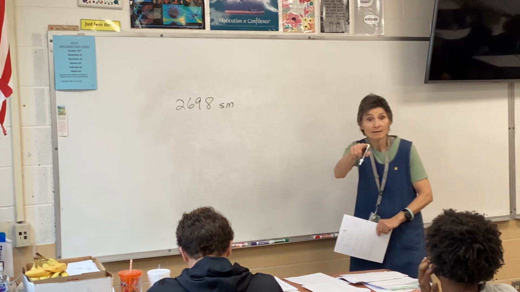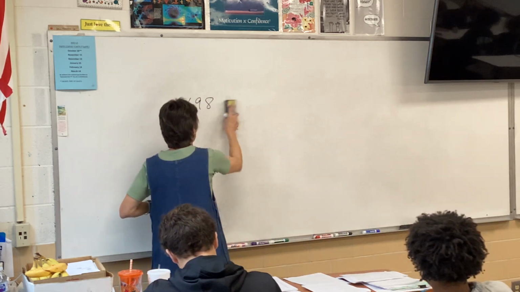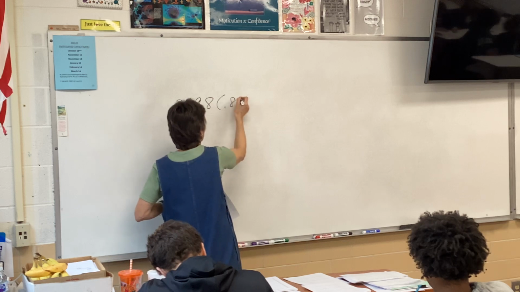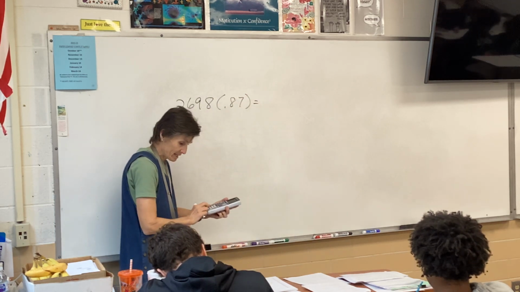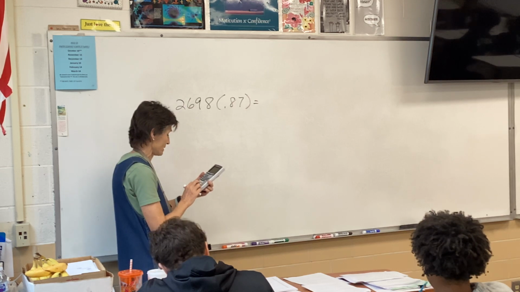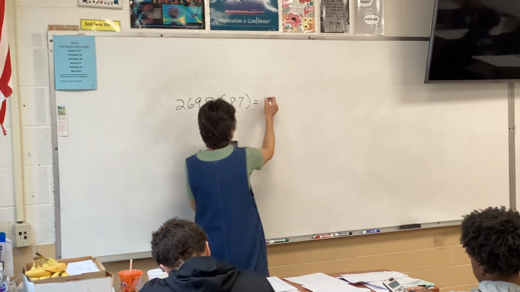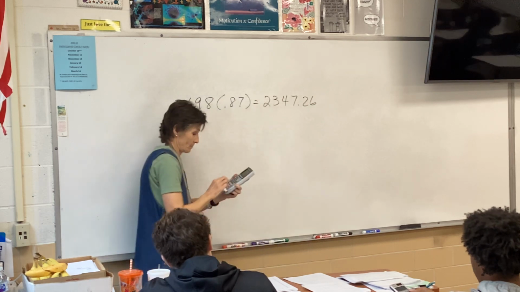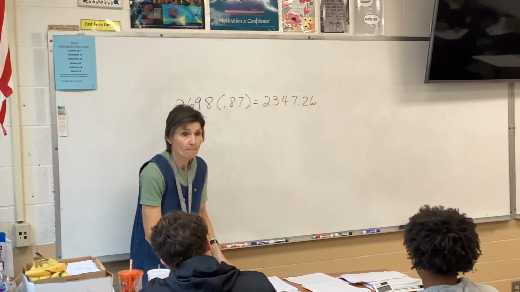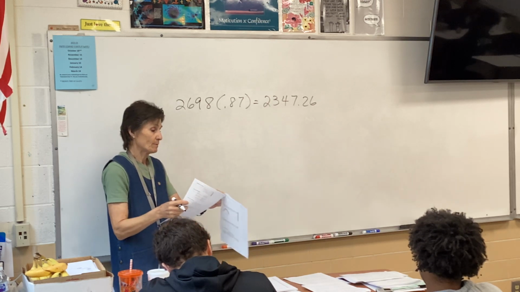Using those conversions, what would we do to convert this into nautical miles? Multiply it by 0.87, exactly. So if you take this number times 0.87, we're going to get whatever we get, and that's how many nautical miles it would be. So 2698 times 0.87. Did you get 2347.26 nautical miles? That was easy enough.